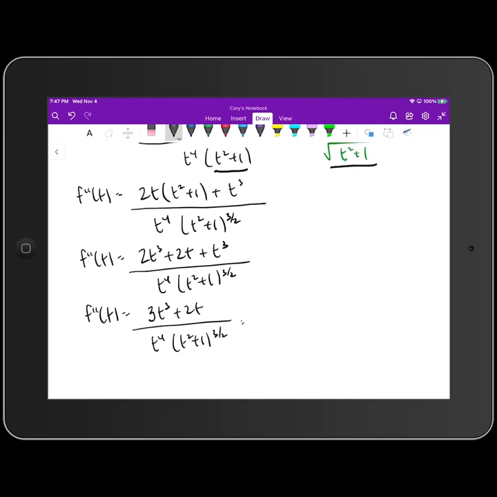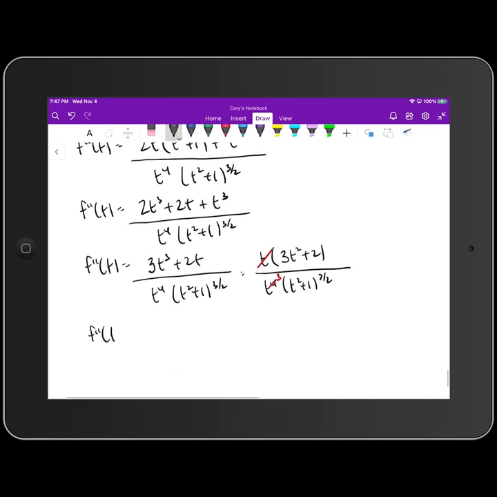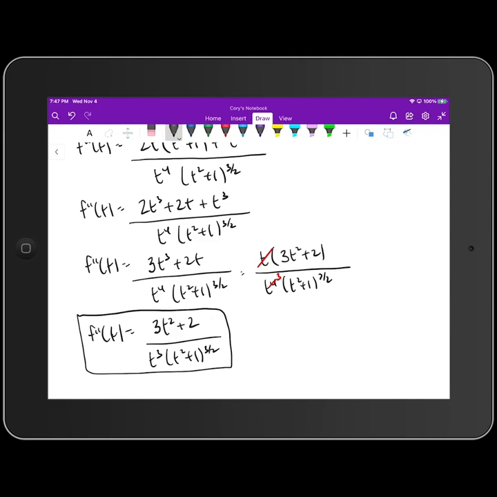We're still not done simplifying yet because I can factor a t out of the numerator. So if I factor a t out of the numerator, that leaves me with 3t squared plus 2 over t to the 4th power times t squared plus 1 raised to the 3/2 power. And then I can cancel this factor of t on top with one of the factors of t on bottom. Okay, so that is going to make f double prime equal to 3t squared plus 2 over t cubed times t squared plus 1 raised to the 3/2 power. And that right there is the second derivative simplified completely.